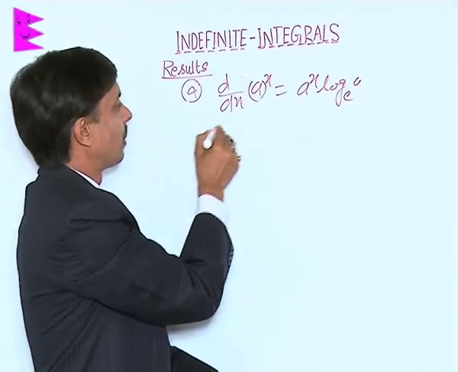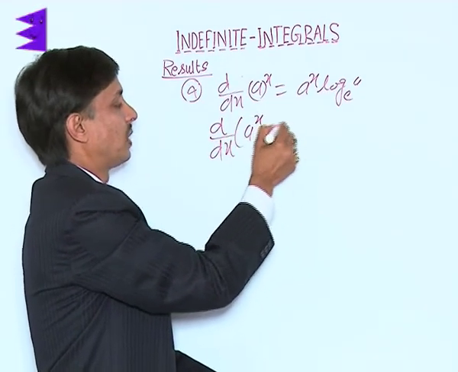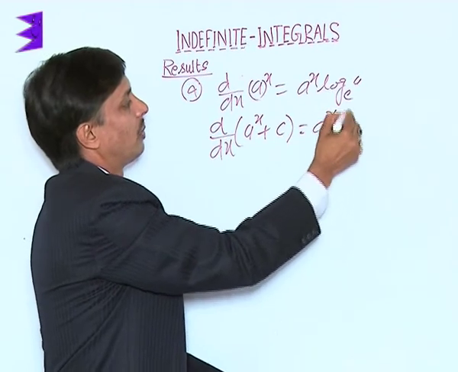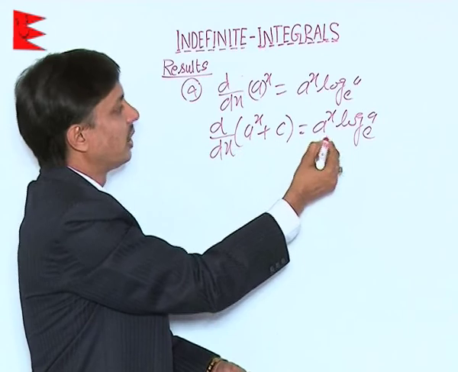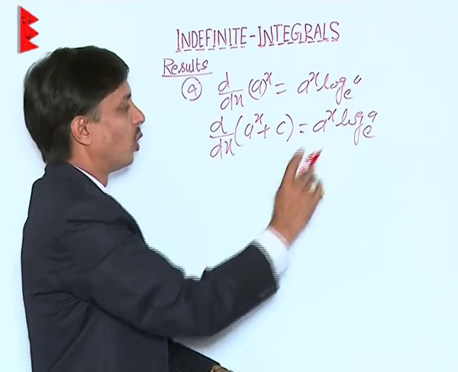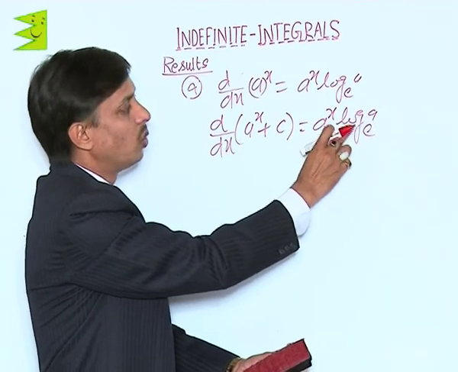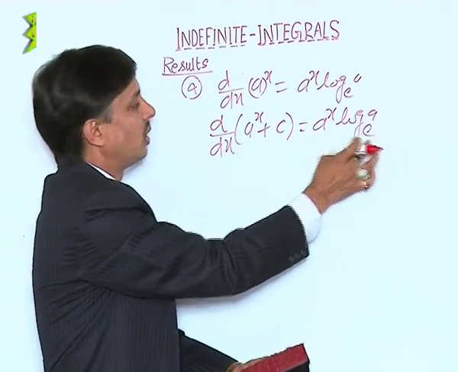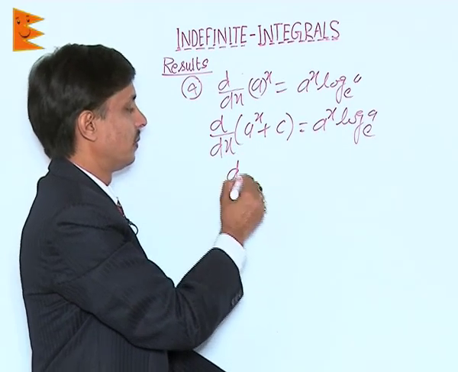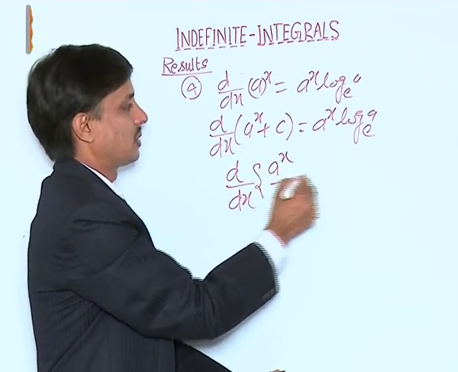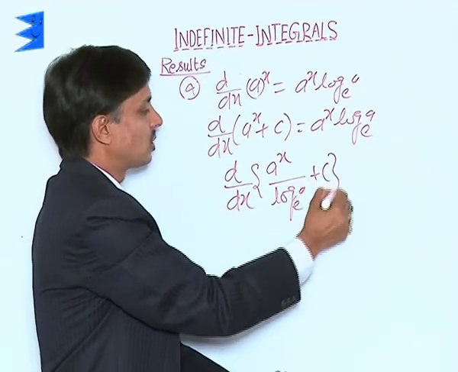But if it is with some constant, again I am telling you it is a to the power x plus c, its answer is a to the power x log of a base e. Now you want to know what is the integration of a to the power x. So before it I want to move the log a e to the left side. So the derivative of a to the power x upon log a e plus c is what?